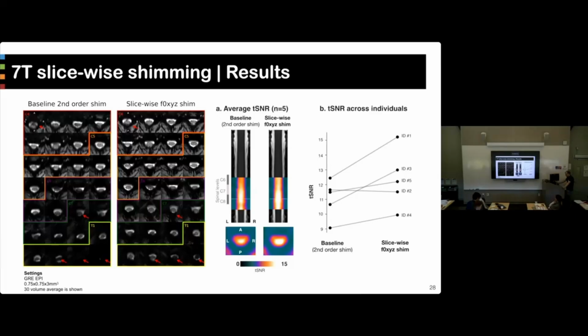And then on the right, you can see some tSNR. What we would expect is a tSNR increase, so that's exactly what we see. Overall tSNR increases when going from baseline to slice-wise shim. And on the right, we're also driving the point across that the tSNR for really each participant, in this case 5, is overall really increasing.